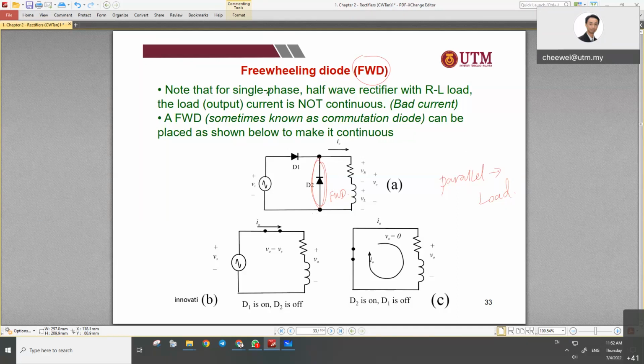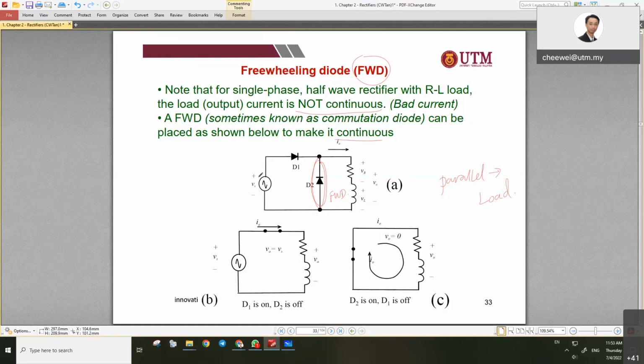Let's see what is the explanation here. Half wave with RL load is not continuous. Yes, we have seen it. It stopped at 0 and it has a beta point. So a freewheeling diode, sometimes known as a commutation diode, can be placed to make it continuous. How does it do that? You can break the condition of the circuit into two modes. One is conducting, another one is blocking.